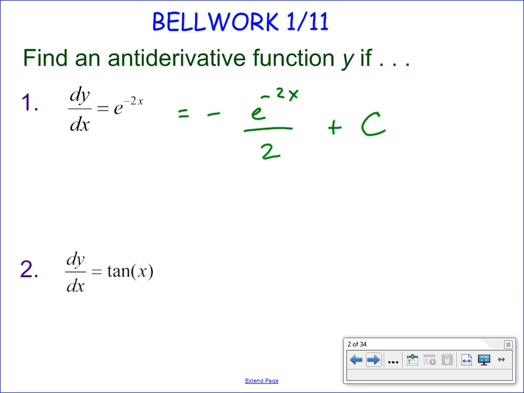That's going to be key in our discussion today as we go to find the general solution to a differential equation. And you just did it, right? You just found a general solution to a differential equation. Awesome. Share your antiderivative function y for number 2, please, when I call on you.